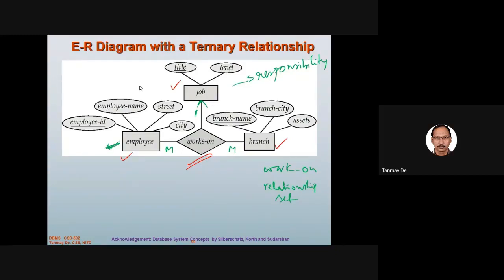You can see here slide number 29. I already discussed this in the last class, but this works-on relationship is a ternary relationship set. This relationship relates or associates the employee entity set, branch entity set, and job entity set.